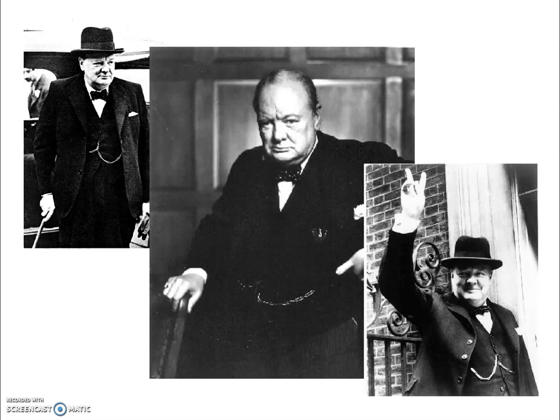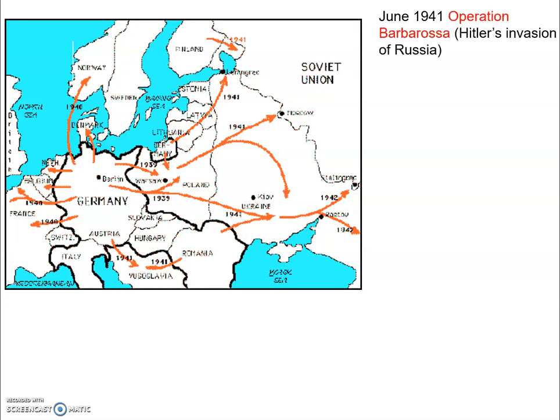Therefore, it would be folly, stupid, to attack Russia until he's got Britain under submission, right? Hitler seems to think differently. In June of 1941, he decides to go ahead anyway with what he calls Operation Barbarossa, the invasion of Russia, in violation of his non-aggression treaty.